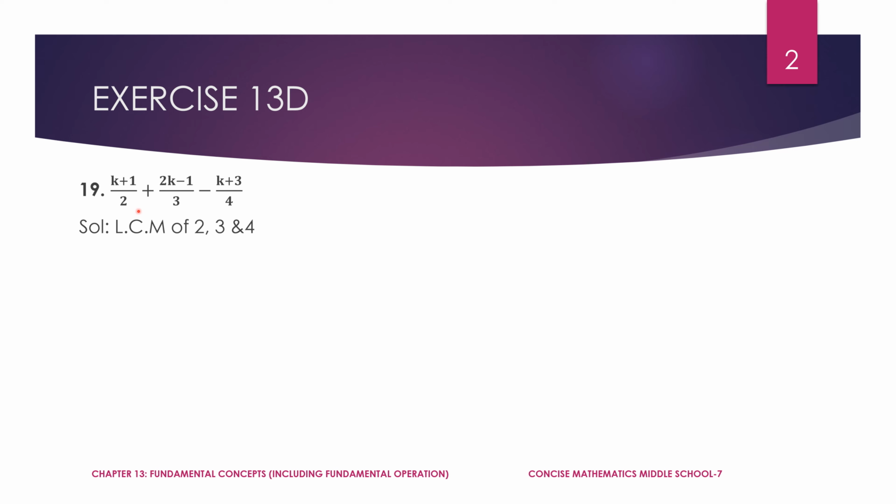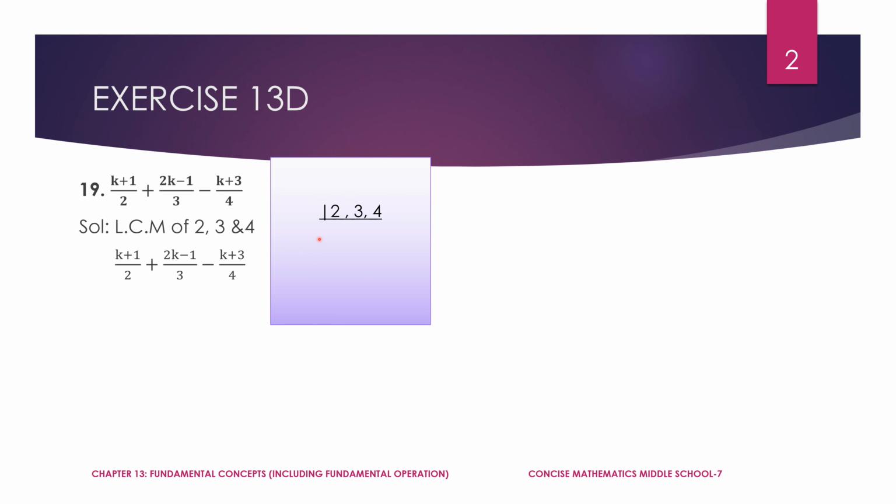If the denominators have the same number, then you can directly add. But here they are different, so you need to make the denominators equal. Later on you can add the numerators. So for making it, first you need to do the LCM. LCM means least common multiple, right? Here, to do the LCM, just write the three numbers from the denominator.